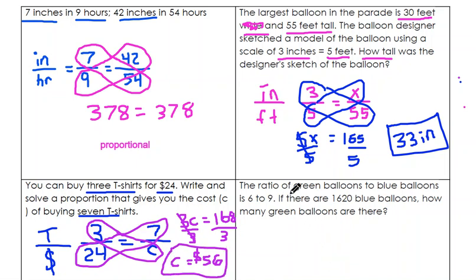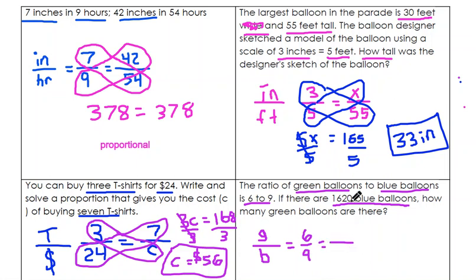All right, my last one here, it says the ratio of green balloons to blue balloons is 6 to 9. So we got green balloons and we got blue balloons. If there are 1,620 blue balloons, how many green balloons are there? All right, so let's set up our thing. We got green balloons, so I'm gonna put a G, and we got blue balloons, I'm gonna put a B. All right, green balloons is 6 to blue balloons 9. So it'd be 6 over 9.